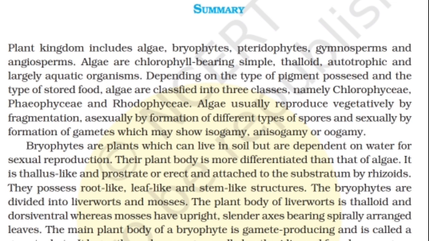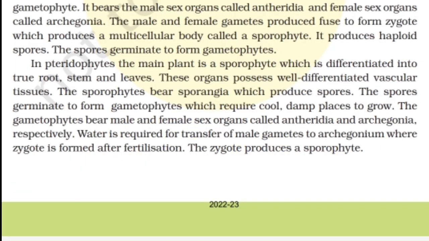The main plant body of a bryophyte is gamete producing and is called a gametophyte. It bears the male sex organs called antheridia and female sex organs called archegonia. The male and female gametes produced fuse to form a zygote, which produces a multicellular body called a sporophyte. It produces haploid spores. The spores germinate to form gametophytes.